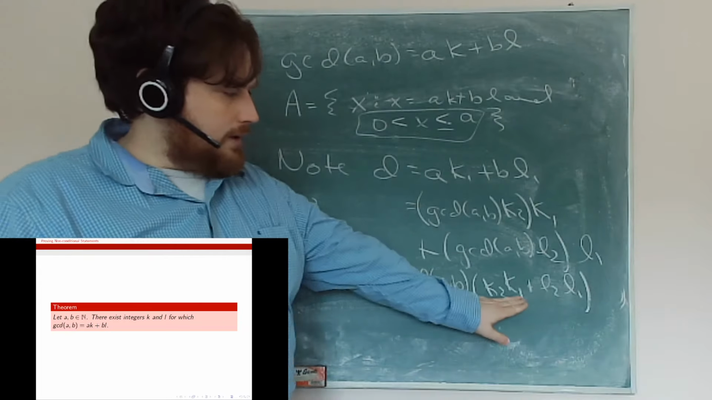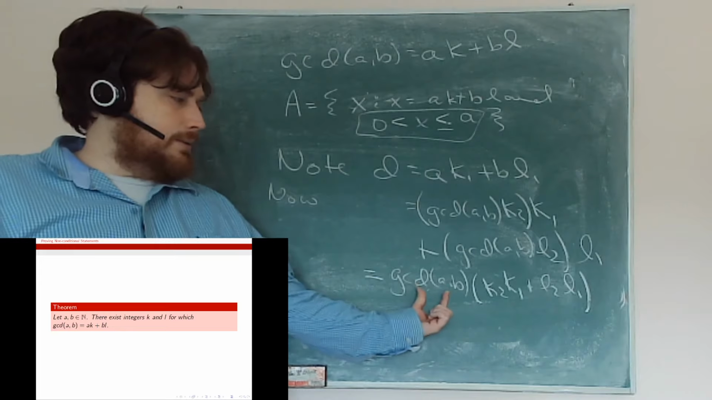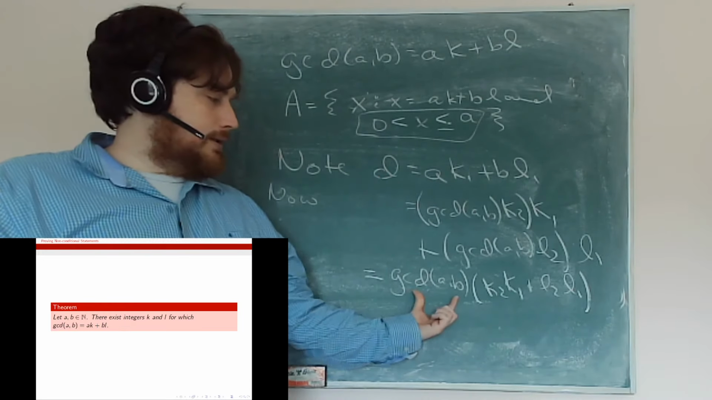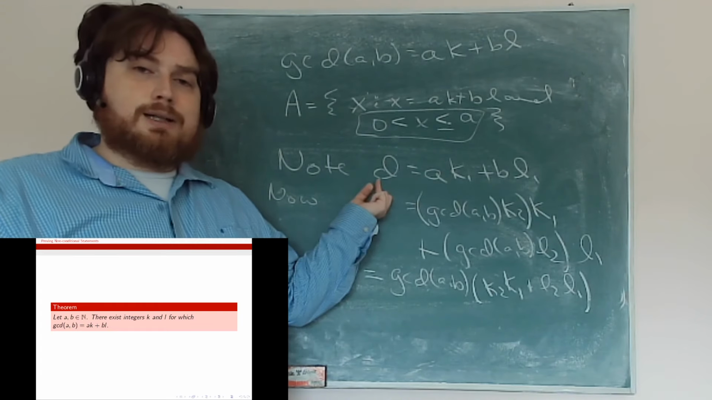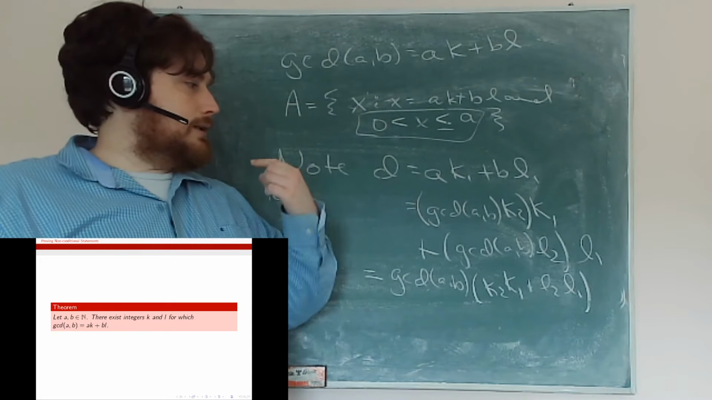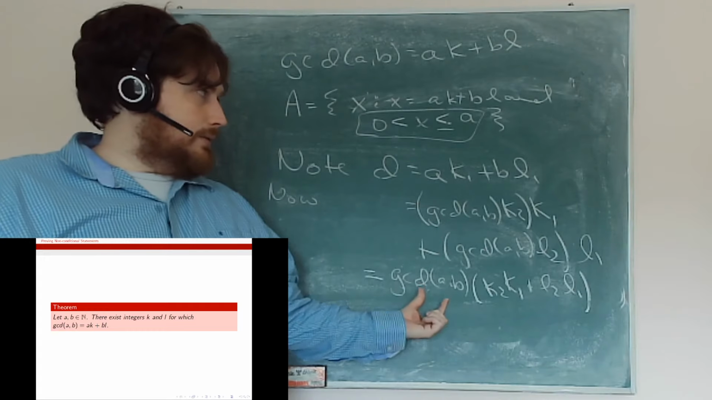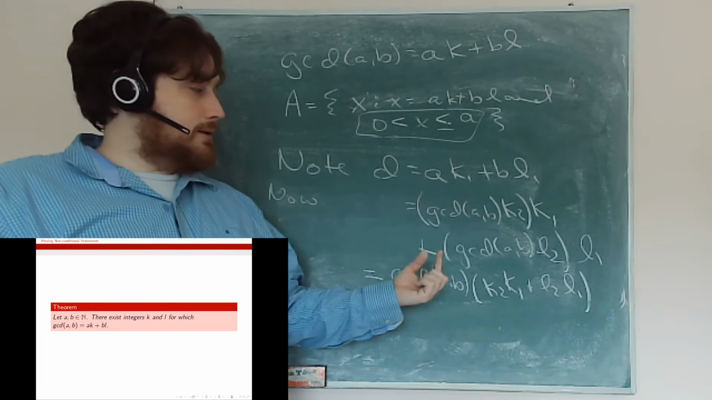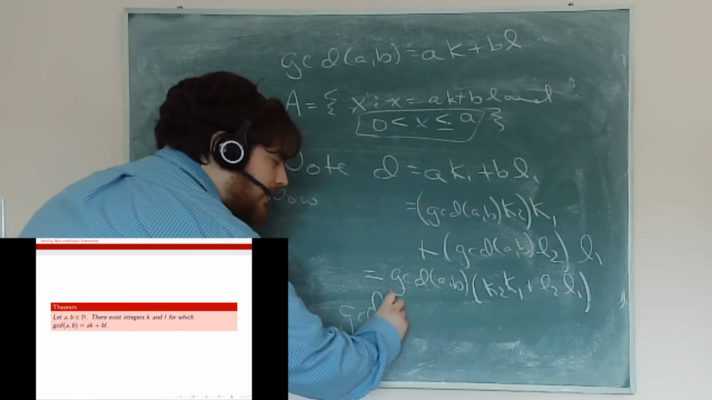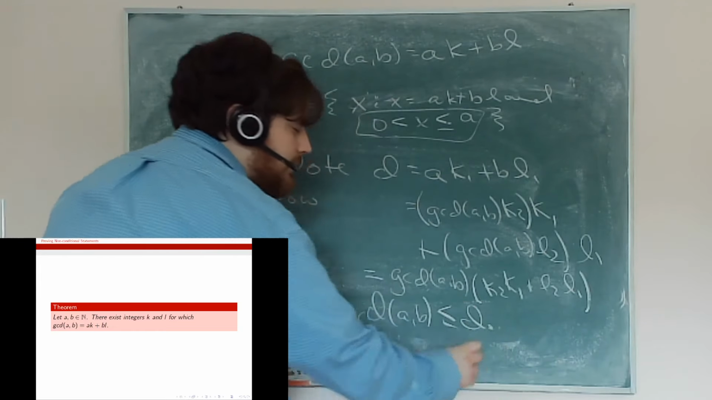Well, K2 and K1 are integers, L2 and L1 are integers. So what that means is the greatest common divisor of A and B times an integer is equal to D. Hence, the greatest common divisor of A and B divides D. And since we've already shown that any divisor is less than or equal to the other in absolute value, and both of these are going to be positive because 0 is less than x, that means that the greatest common divisor of A and B is less than or equal to D.